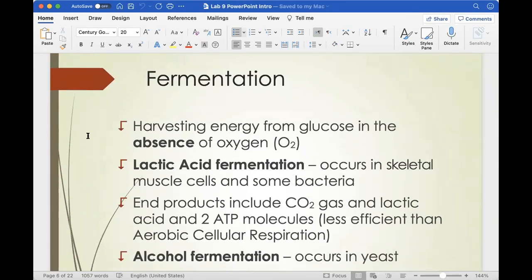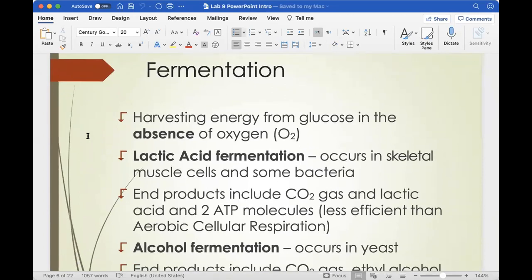Fermentation then. So what is fermentation? Harvesting energy from glucose in the absence of oxygen is fermentation. So fermentation takes energy from glucose, but without the presence of oxygen. Lactic acid fermentation occurs in some of our muscle cells and some bacteria. And the end products of fermentation always include carbon dioxide gas, lactic acid, and 2 ATP molecules.